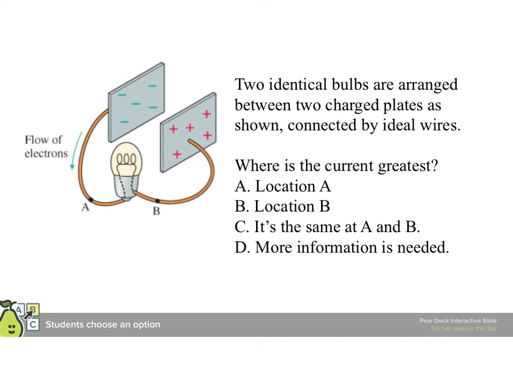All right, let's think about this one. We have a parallel plate capacitor. It's been charged. We hook up a bulb with 2 wires. This is a bulb, connected by ideal wires. And we want to say, where is the current greatest, at location A or location B? Or the same? Or maybe we need to know more.